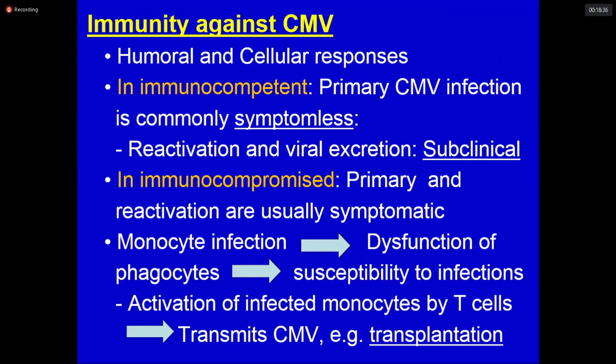Immunity against CMV, both humoral and cellular, of course. In immunocompetent individuals, a primary CMV infection is common and usually symptomless. Reactivation and viral excretion are subclinical. In immunocompromised, the primary infection and reactivation are usually symptomatic.